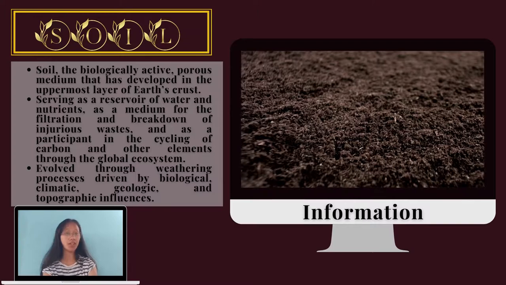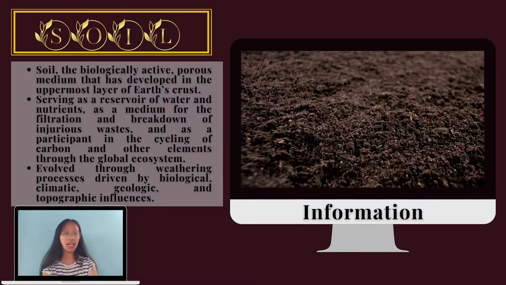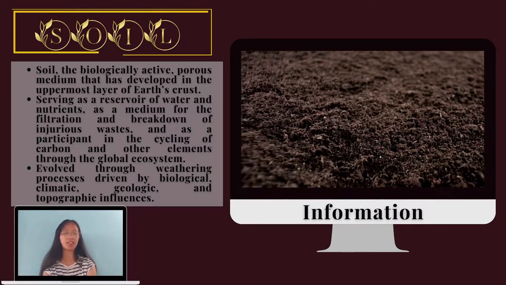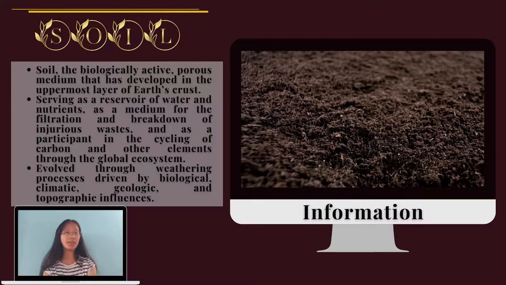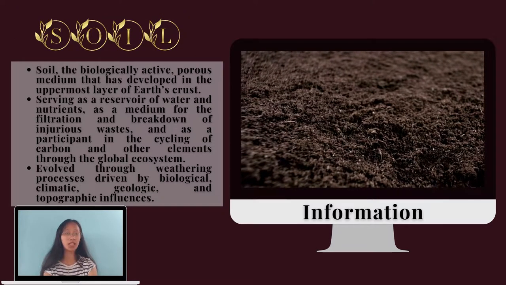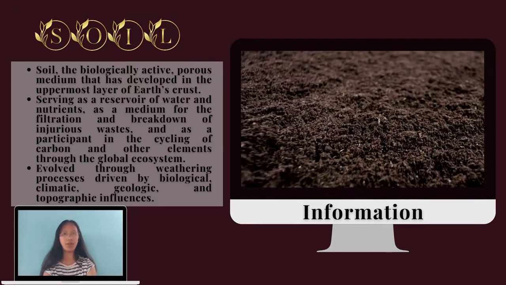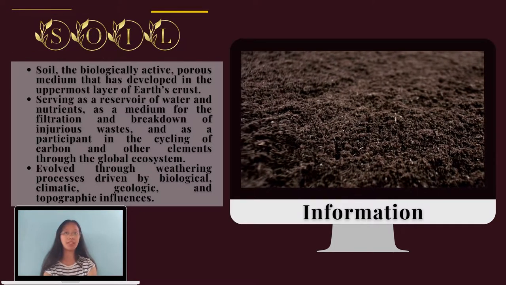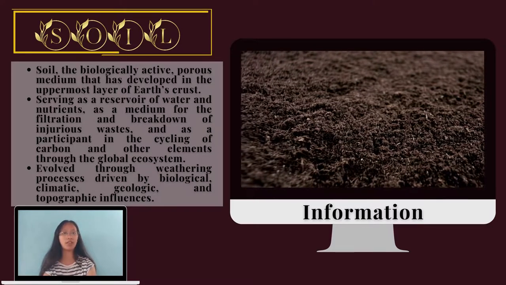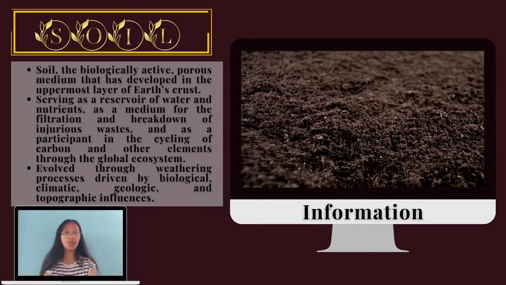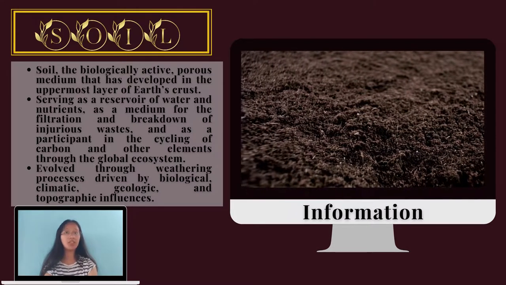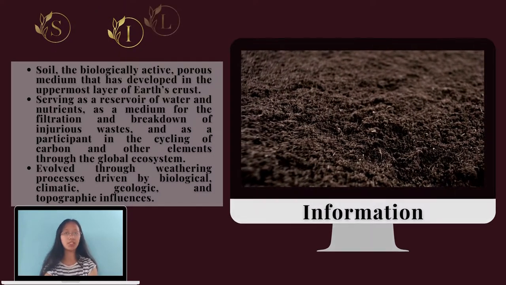Information about soil. Soil is the biologically active porous medium that has developed in the uppermost layer of Earth's crust. Soil is one of the principal substrata of life on Earth, serving as a reservoir of water and nutrients, as a medium for the filtration and breakdown of injurious waste, and as a participant in the cycling of carbon and other elements through the global ecosystem. It has evolved through weathering processes driven by biological, climatic, geologic, and topographic influences.